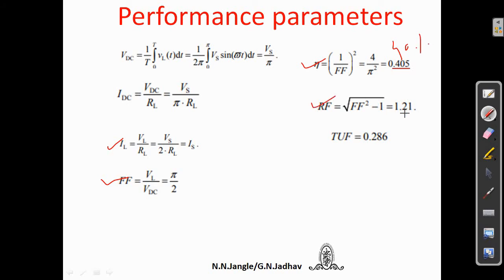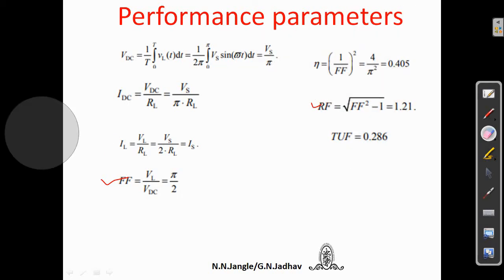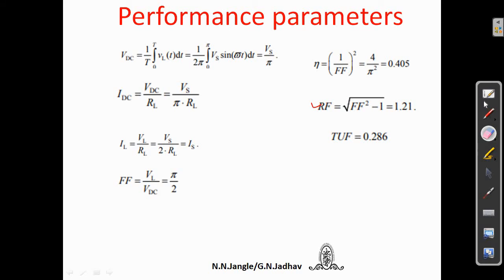Ripple factor is 1.21. That is, ripples are most here. More ripples are present in half wave rectifier, that is 1.21, and the transformer utilization factor is 0.286. That is, this transformer needs more power or more energy to convert alternating supply into DC supply. So these are the important performance parameters of the half wave rectifier.